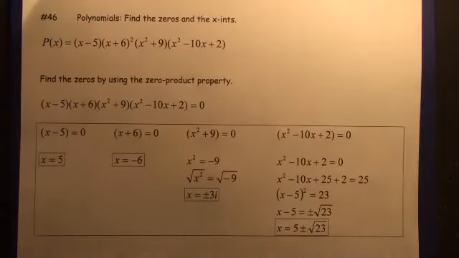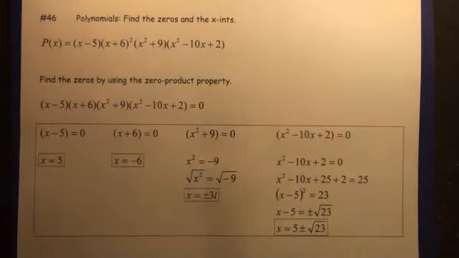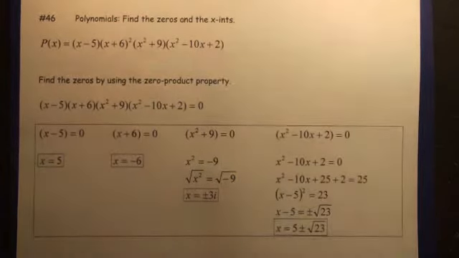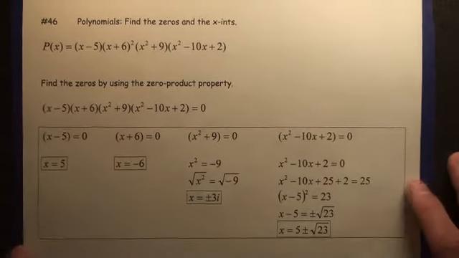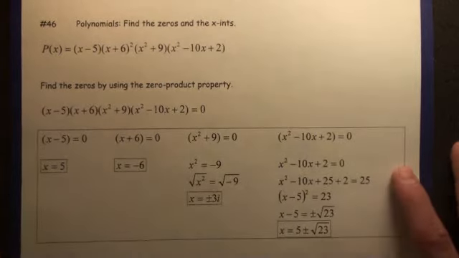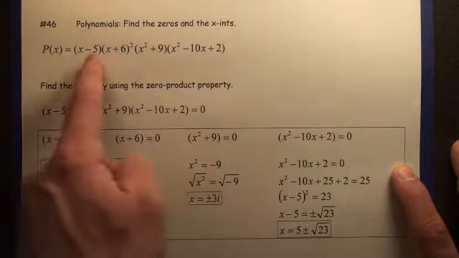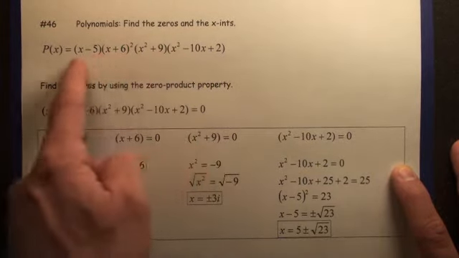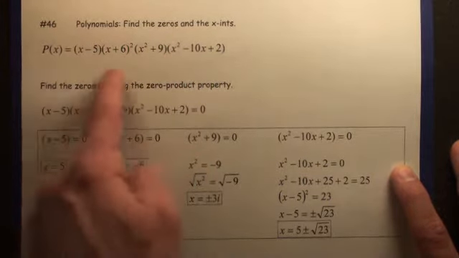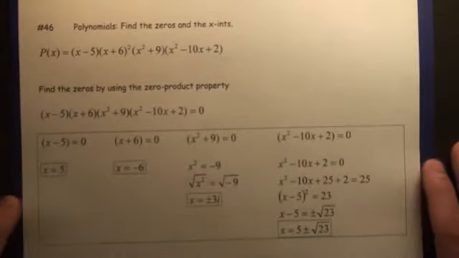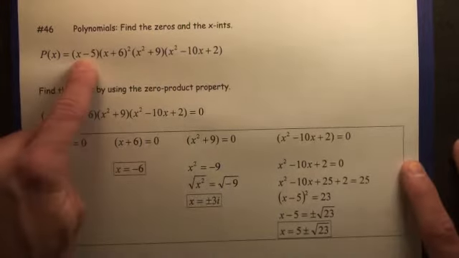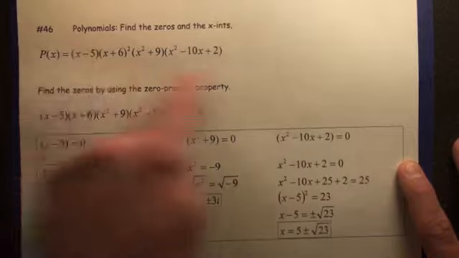Video number 46, polynomials. We're going to find the zeros and the x-intercepts for this polynomial p of x. Well, if we take a look here, we're already in factored form. We have the four polynomials here that make up this large polynomial that could potentially give us a 0, right? If x was 5, the whole thing here is 0.